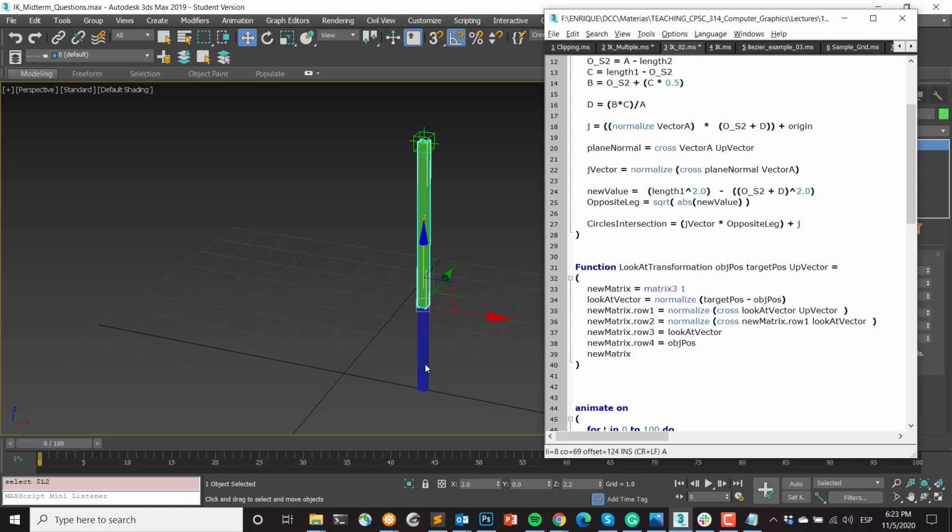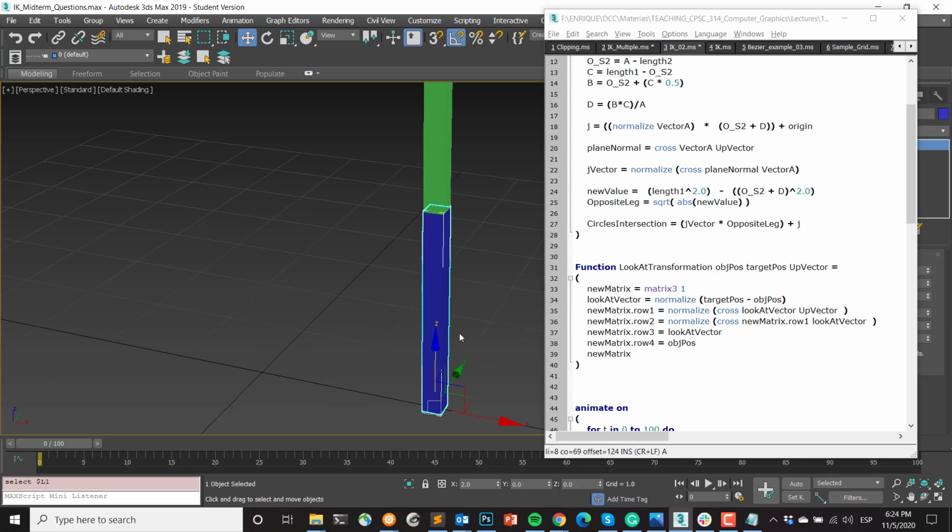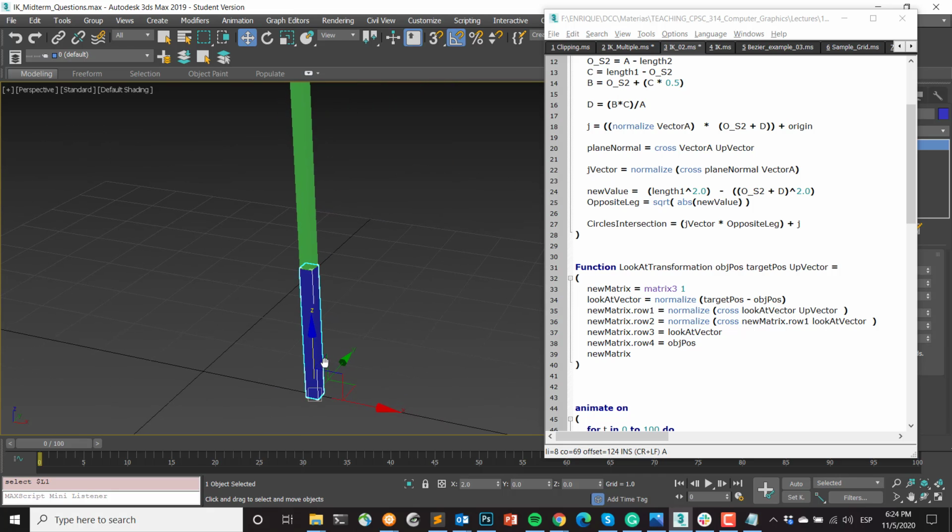In the case of L1, we need to compute its transformation matrix, at least the rotation part, by constructing three vectors, U, V, and W, right? The first one we compute is the one that represents its vertical axis, which in this case in particular is the Z axis, because this is how it is done in 3ds Max. And that is my lookat vector, right?